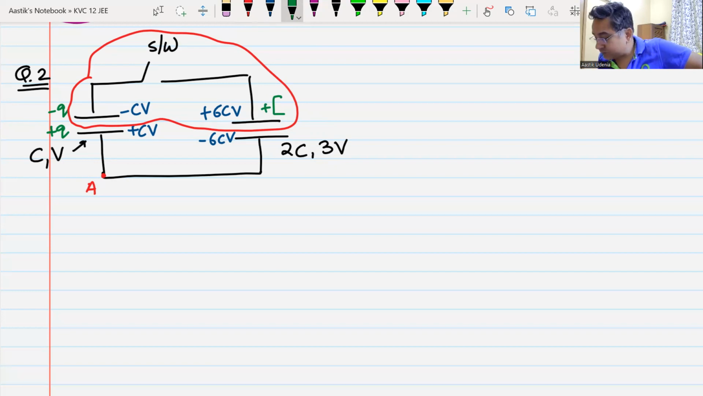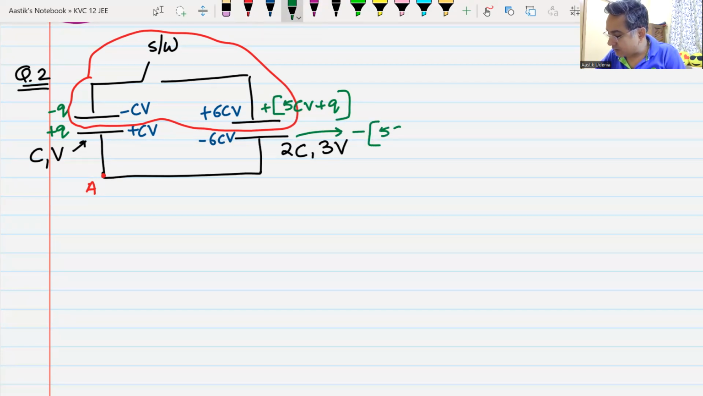How much? CV minus Q, 5 CV plus Q. That is exactly correct. And the charge on this plate will be minus of 5 CV plus Q. And you can check it from the other plates whether the charge is coming same. I think it will be coming same because I think that it is correct. Do we understand this? Yes or no? Yes, sir. And the only thing that is left is moving in a circle, I mean moving in a loop.